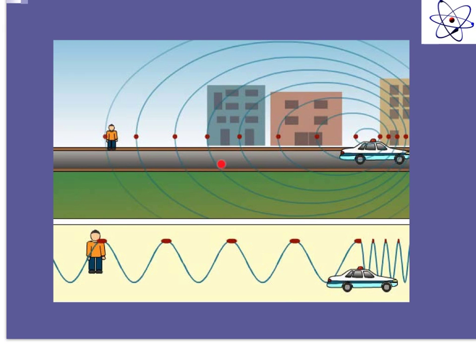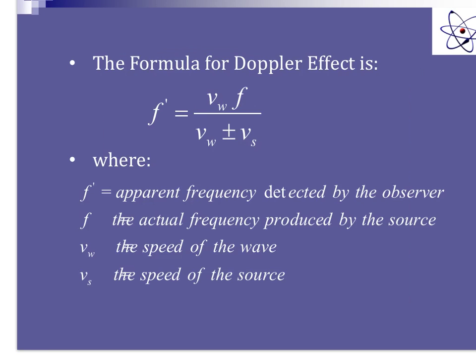This picture here shows a situation where the police car had gone past this observer, and therefore the observer is behind the car, and the sound waves he is receiving have longer wavelength. This picture here illustrates similar things.